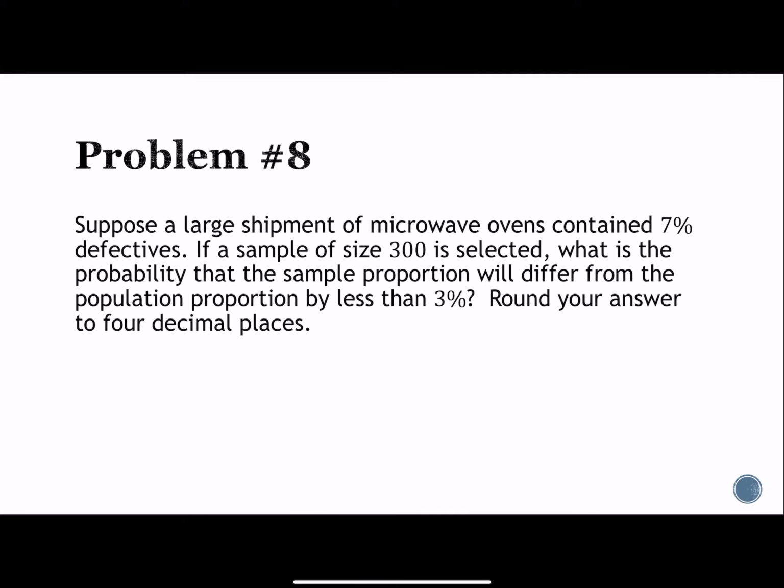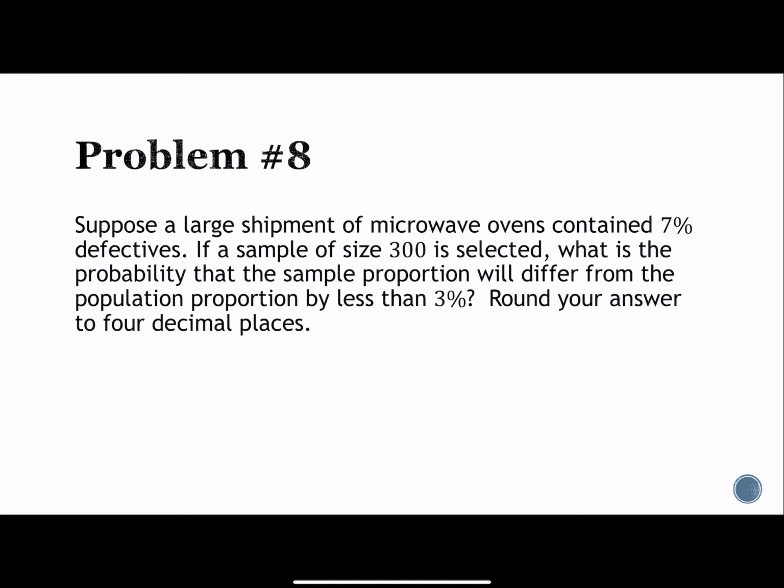Number 8 says, suppose we've got a large shipment of microwave ovens that contains 7% defectives, and a sample of size 300 is selected. What is the probability that the sample proportion will differ from the population proportion by less than 3%? Round the answer to 4 decimal places. Okay, so you heard as I was reading that I paused in certain places, so we're looking here for the probability of the sample proportion. That's chapter 7. Okay, probability of a sample. And the other keywords here: will differ from the population proportion by less than 3%.